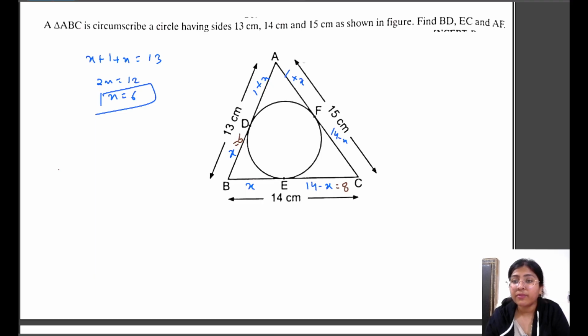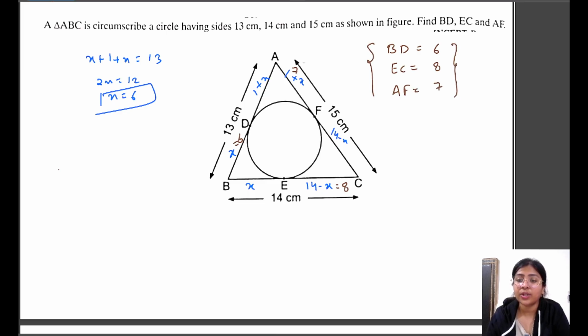Okay, and we need to find out AF. AF will be 7. Are these values satisfying the condition? Yes. So the length BD is equal to 6. The length EC is equal to 8. The length AF is equal to 7. This is the solution. Okay, if it is of 3 marks, you need to write every step.